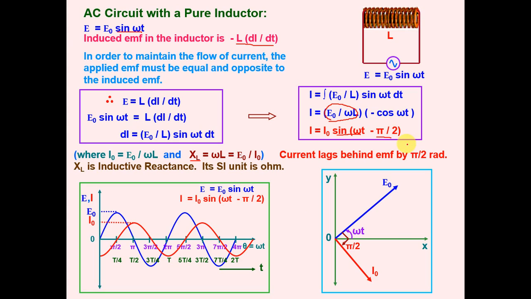So important points from this topic, let me explain once again. One very important thing is current lags behind EMF by pi by 2 radians. Second, we have derived inductive reactance for the inductor. When AC is applied to the inductor, that is omega into L, and the unit of inductive reactance is also ohm.